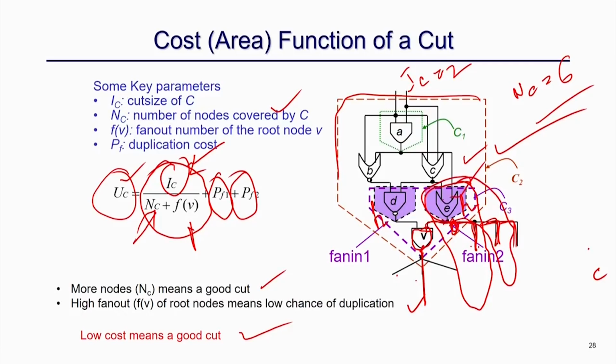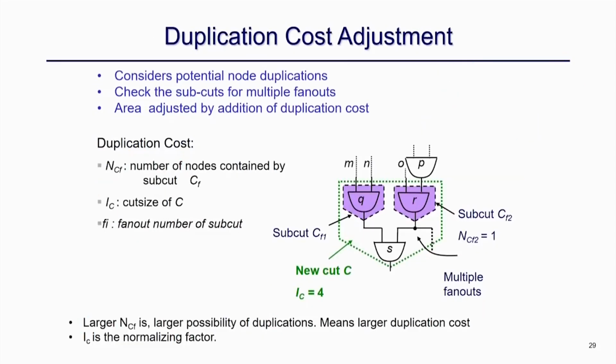So, if the parent node, the previous node of the root node, has multiple fan outs, that is actually a bad thing, because if it has multiple fan outs, it has to be duplicated in different other cards also, which is actually unnecessary. So, that has a negative impact. So, this PF is given by this. The F1 and F2 I talked about; in general this is F.